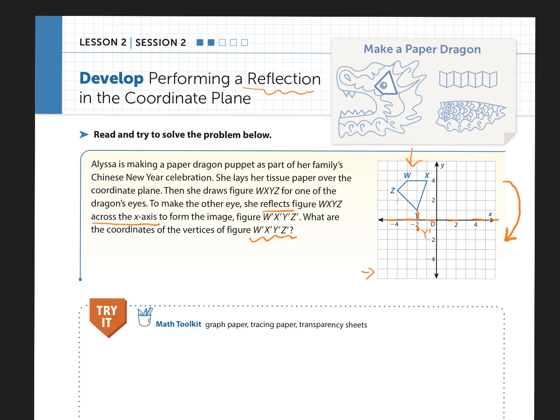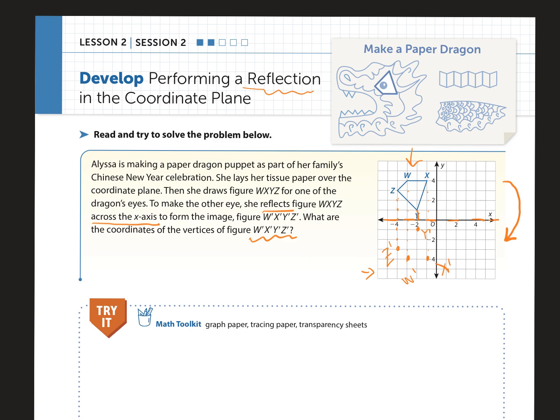Z prime is 1, 2, 3 spaces away. So we're going to count 1, 2, 3 spaces in the other direction, and that is z prime. W is 1, 2, 3, 4 spaces. So we're going to count 1, 2, 3, 4 spaces, and this is w prime. Same for x, 1, 2, 3, 4. This is x prime.